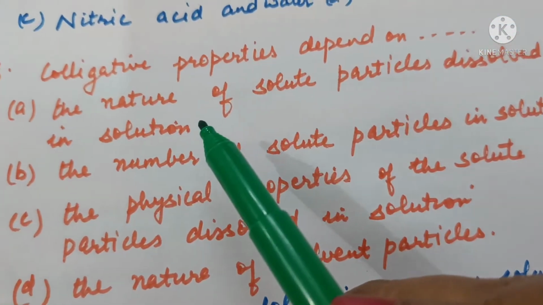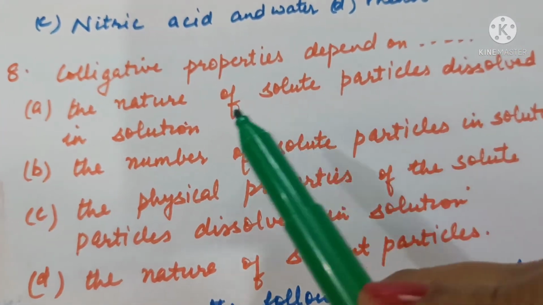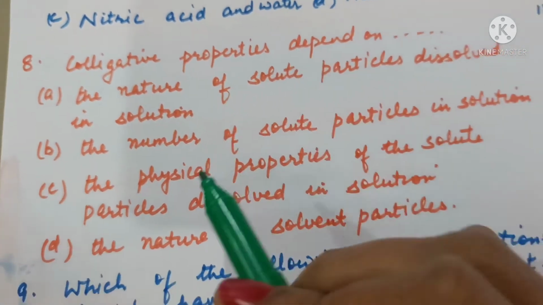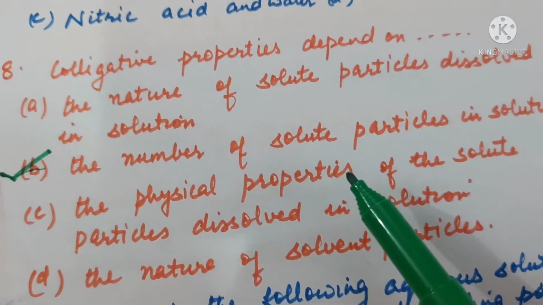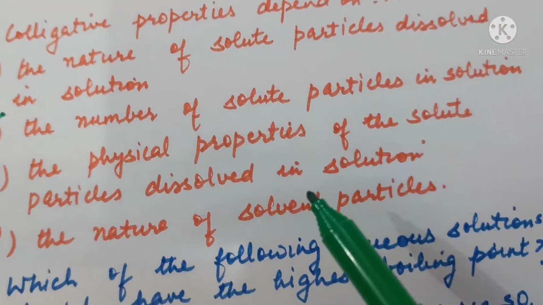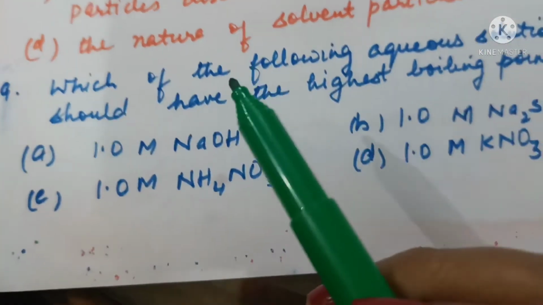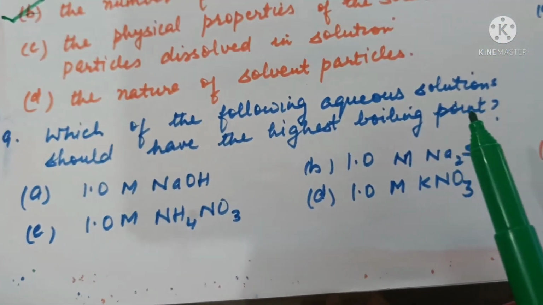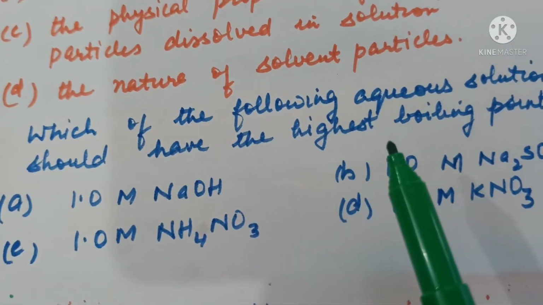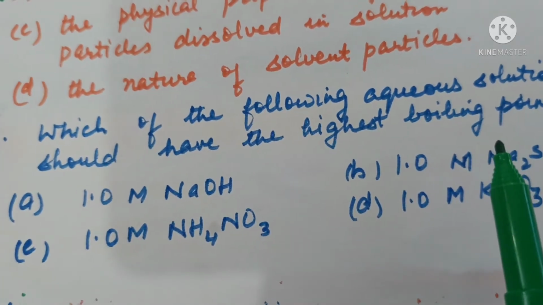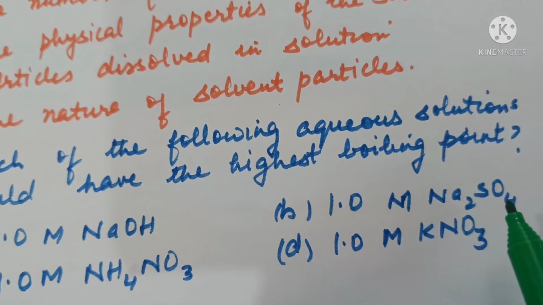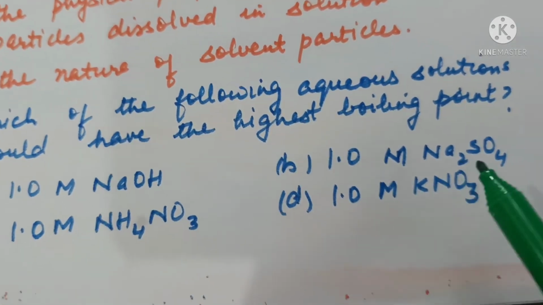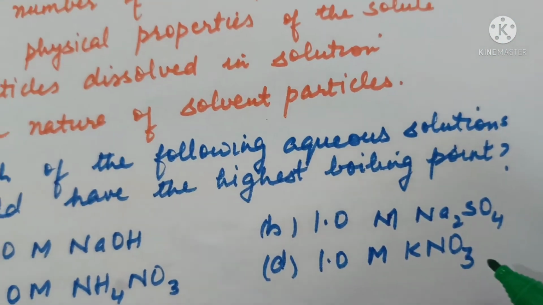Colligative properties depend upon nature of solute particles dissolved in solution, number of solute particles dissolved in solution. So it depends upon the number of solute particles in the solution. Which of the following aqueous solutions should have the highest boiling point? 1 molar NaOH, 1 molar sodium sulfate, 1 molar ammonium nitrate, 1 molar KNO3.